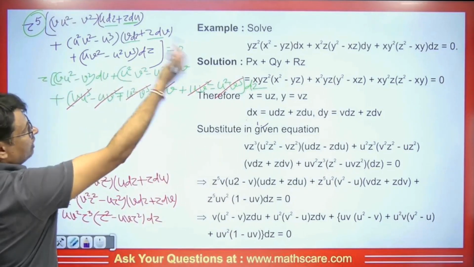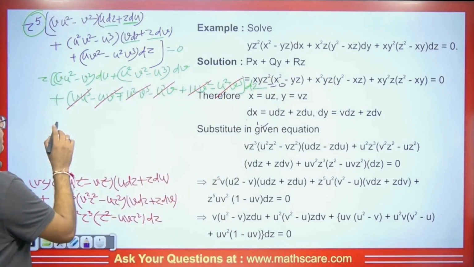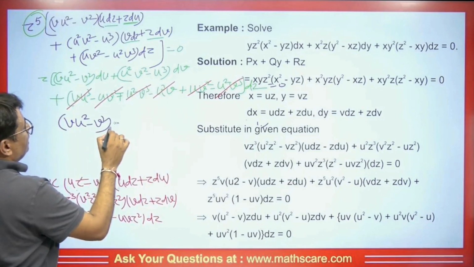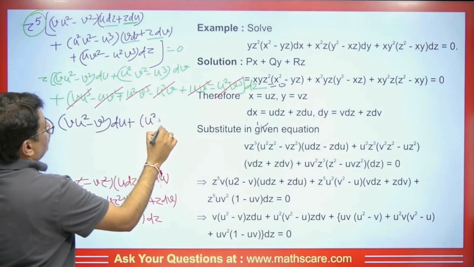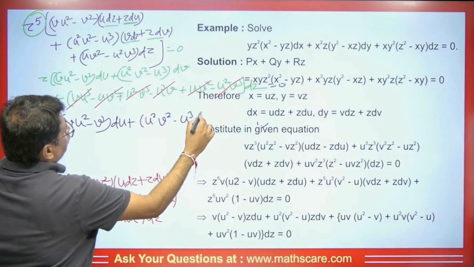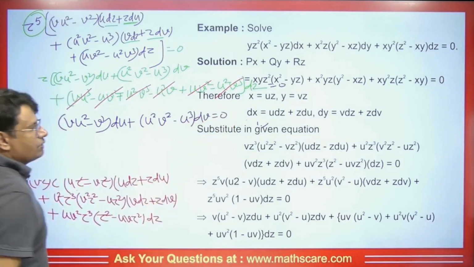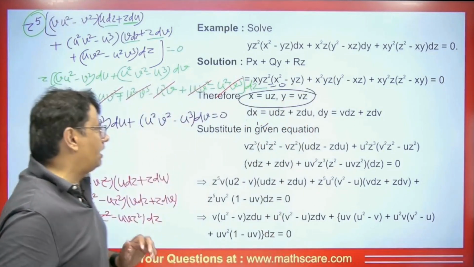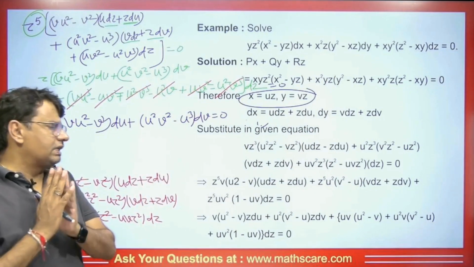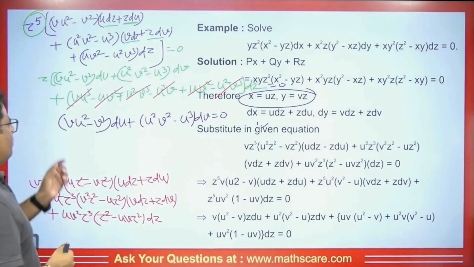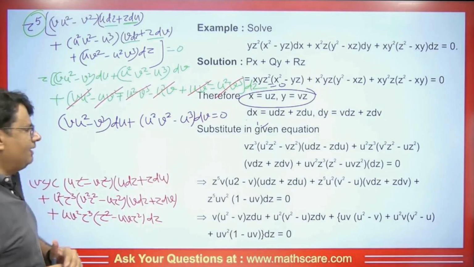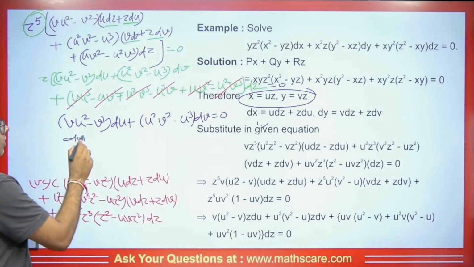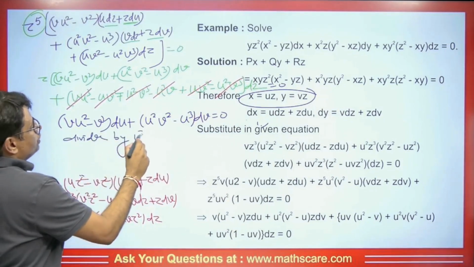What we will do? We can take z to this side, we will take it to 0. So students, we will get this as v times u square minus v square du, and then next we will get plus u square v square minus u cube here, we have this dv, equal to 0. Let me tell you again that we started with x equals uz and y equals vz, and we have done the calculation up to this point. We will move forward, and here we will divide this by u square v square. Wherever we have u square v square, we will divide.